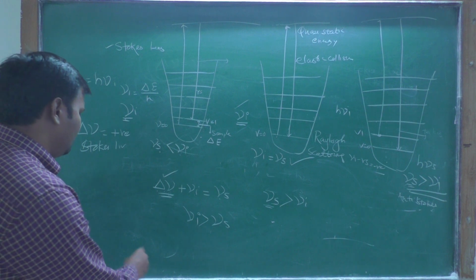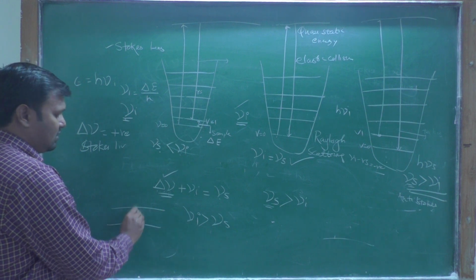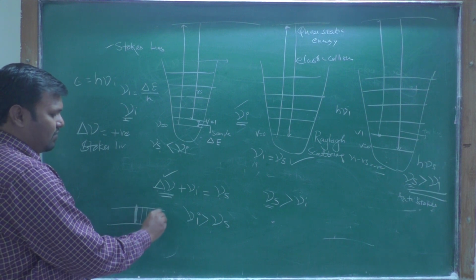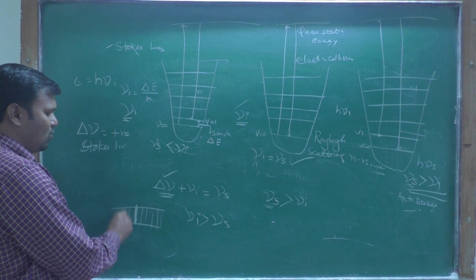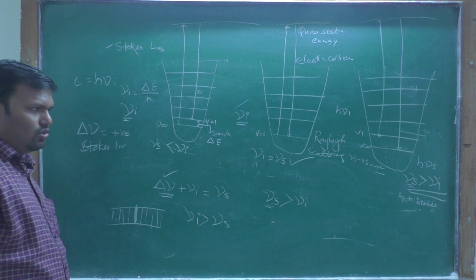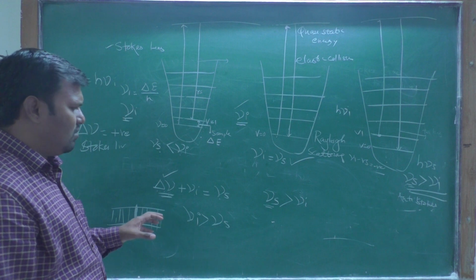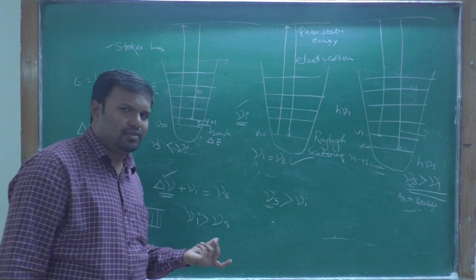So you will observe the Rayleigh lines, the higher frequency anti-Stokes lines, and the lower frequency Stokes lines. This is all about Raman spectroscopy.